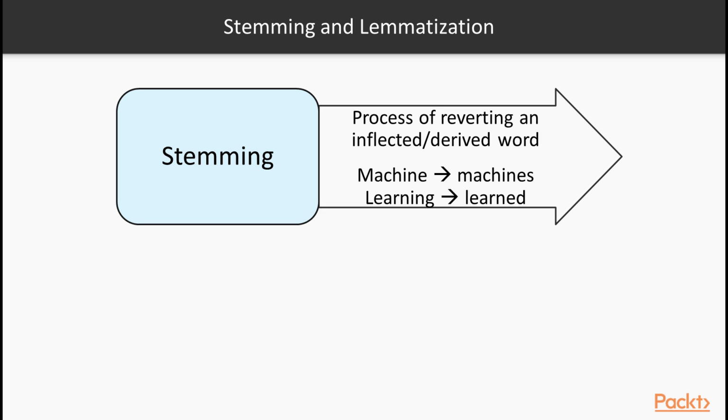The fourth one, stemming and lemmatization. Stemming is a process of reverting an inflected or derived word to its root form. For instance, machine is the stem of machines. Learning and learned are generated from learn.